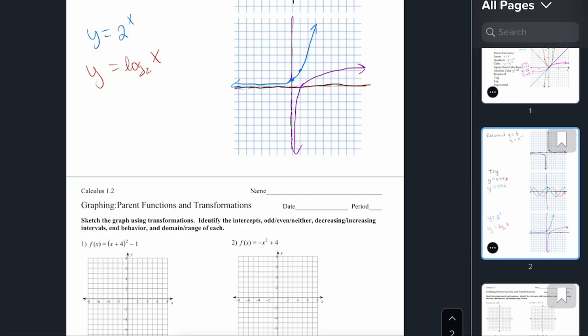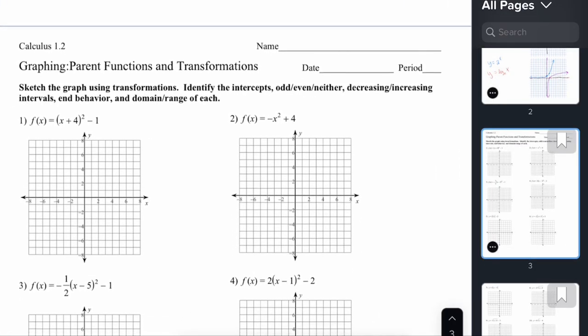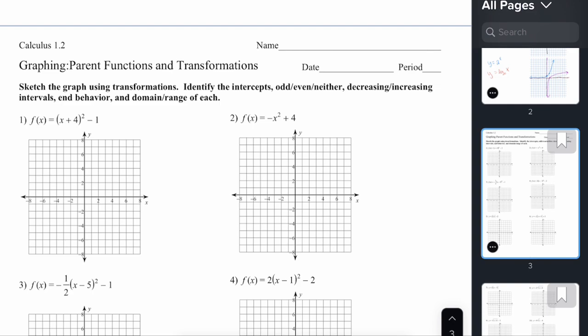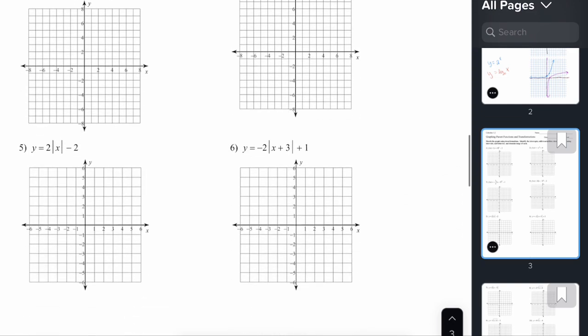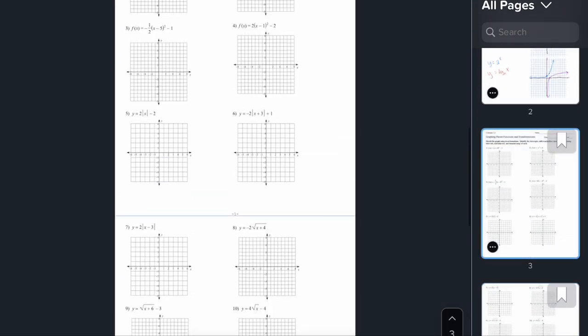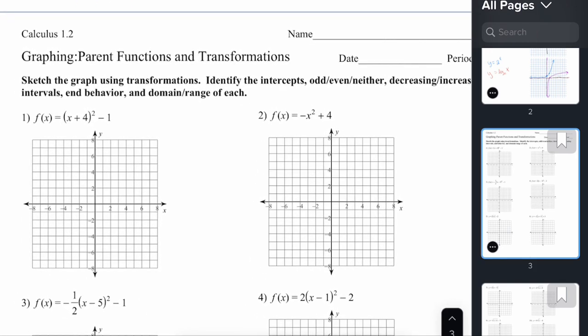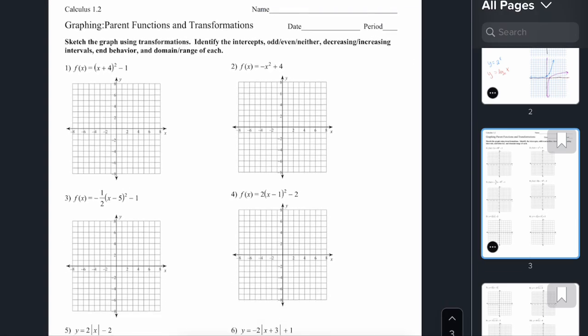Let's talk about the assignment that's given. We'll do one of them, and you'll notice that there are 15 of them, and it asks a lot of you, okay? It asks if it's even or odd, decreasing, increasing, and behavior, domain, and range. So let's do one of them, and let's identify the type of graphs, okay? First, let's identify the graphs.